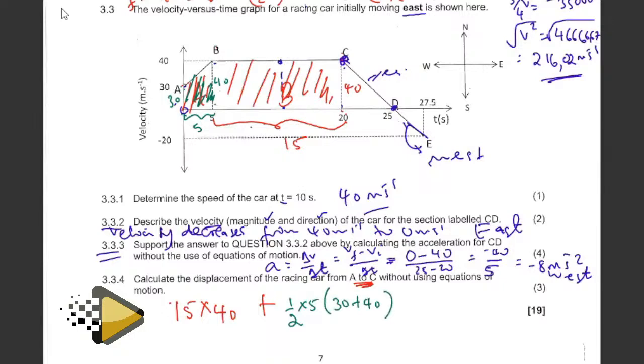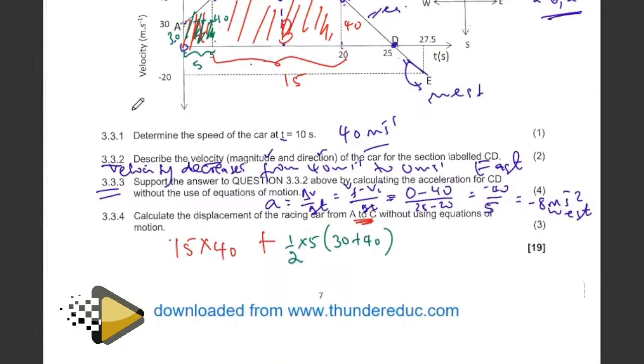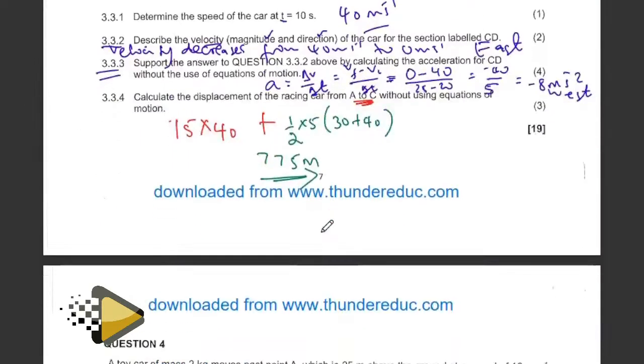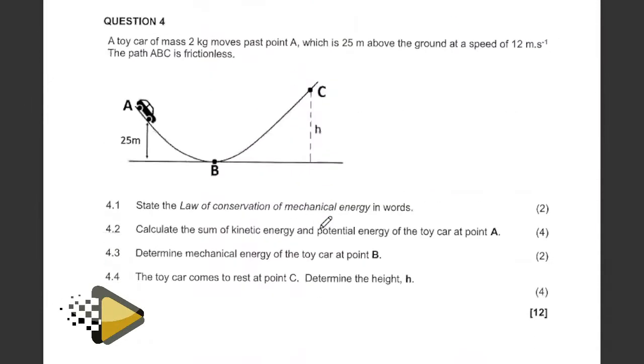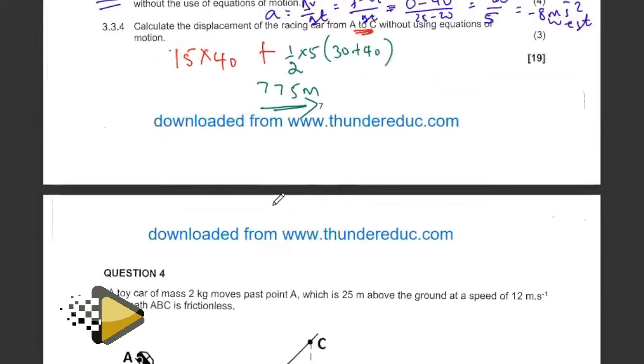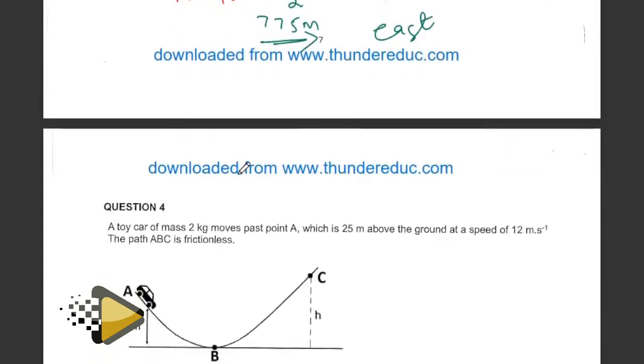You can even break this down if you so wish, so that you make it a triangle and some sort of small rectangle. So punching this into the calculator, I'm getting 775 meters. So that is my displacement. That becomes our displacement. Question number 4. Do we need direction here? It will be east, the original direction.